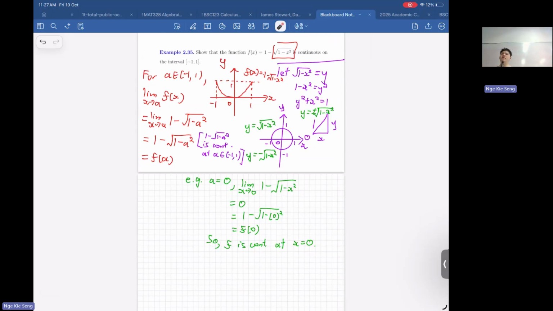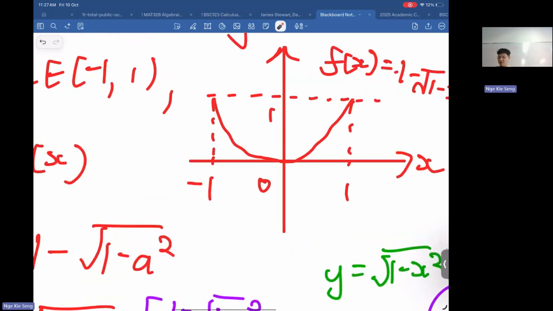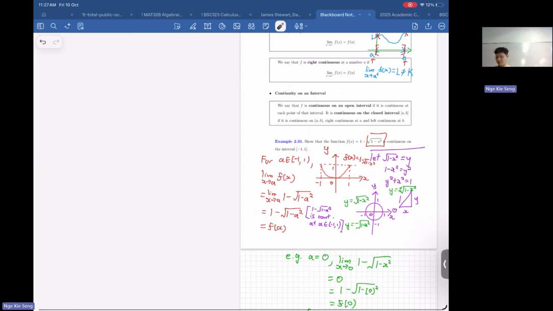At the endpoint, we cannot apply a similar argument anymore because there's no left and right for you to check. For example, if it is a left endpoint, you really can only check the right condition. And for the right endpoint, you only can check the left condition, whether they are left continuous or right continuous.